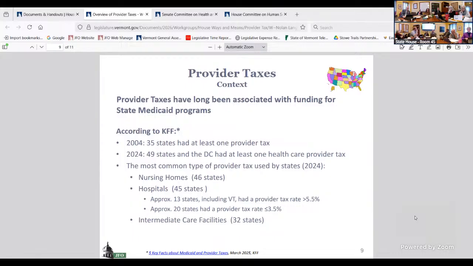I'm just curious, who's the one state that doesn't? I think it's Alaska. I believe it is Alaska.